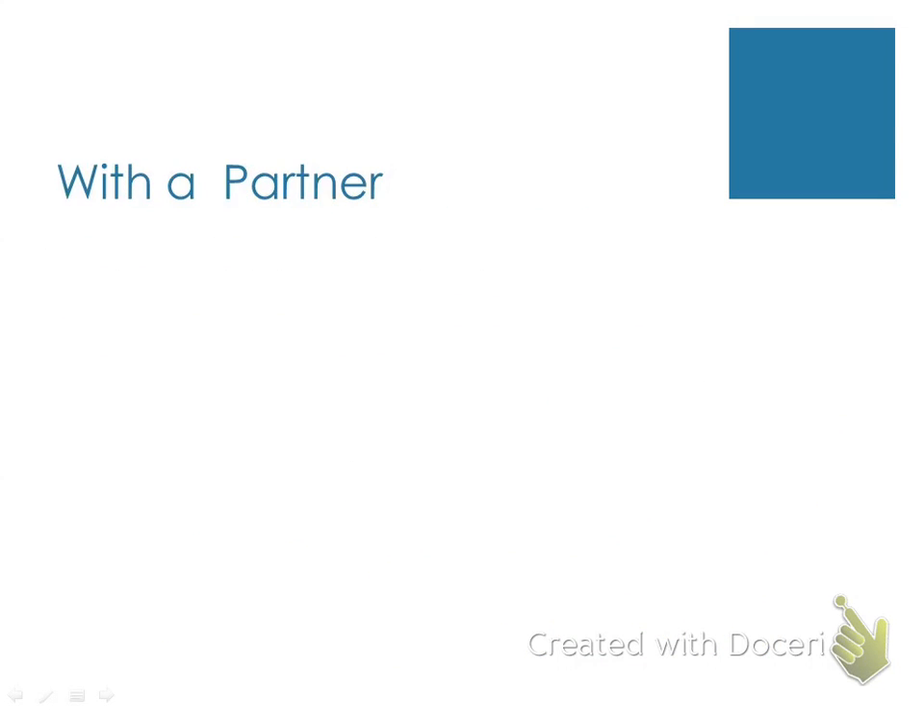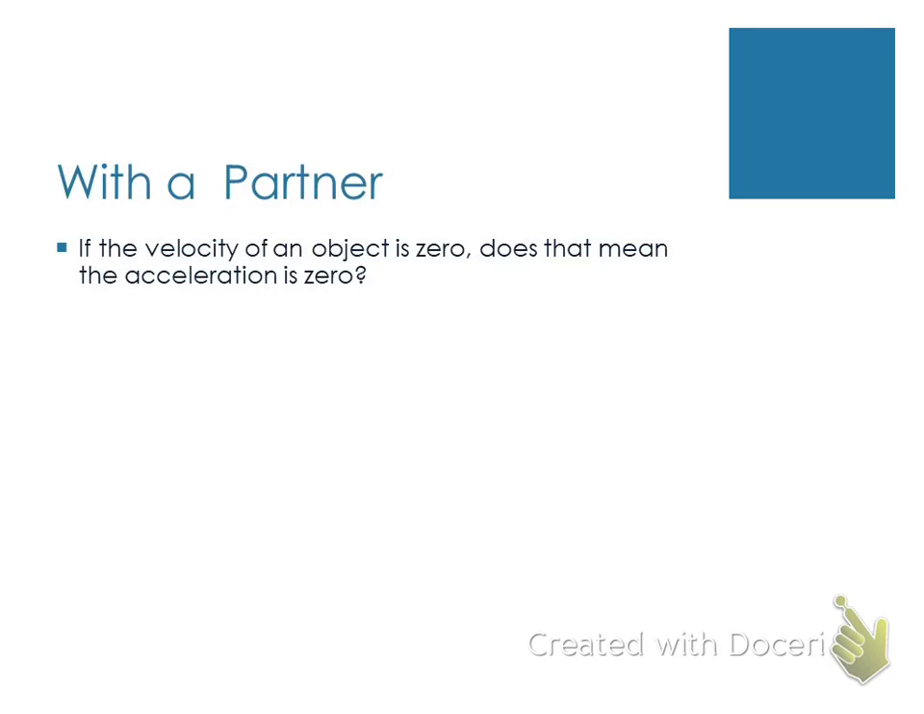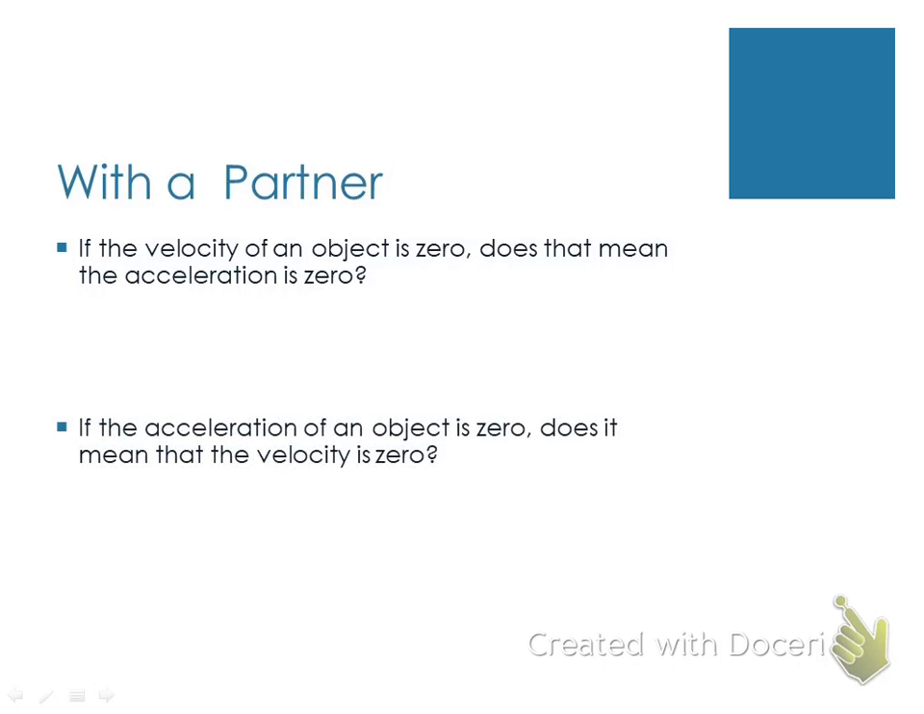Okay, cool. All right. With the person sitting next to you, I want to answer these two questions. I'm going to give you two hypotheticals or scenarios that I want you to try to come up with an answer for each. If the velocity of an object is 0, does that mean its acceleration is 0? And if the acceleration is 0, does it mean velocity is 0? So you're going to come up with an answer for those two questions. If you need to do a group of 3, you can do a group of 3.